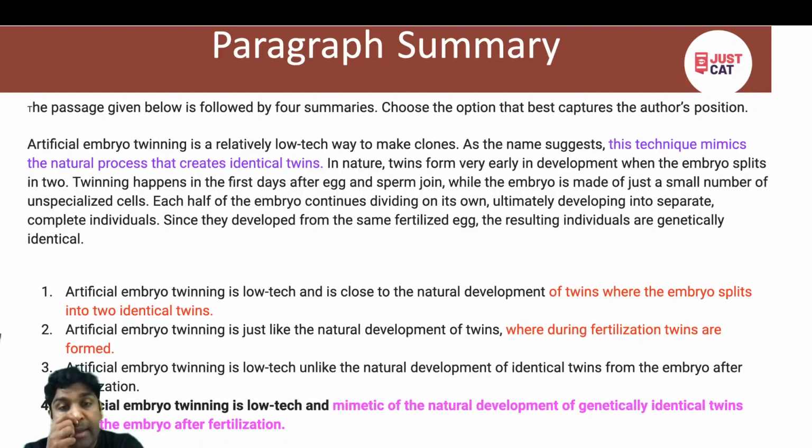right? So here they are using this one word, unlike. It's just one word they've used here in the third option, unlike. Artificial embryo twinning is low tech, unlike. This changes the entire sentence, and hence this option is incorrect. Otherwise this option was correct. Just one word which is against the spirit of the passage, the paragraph given.